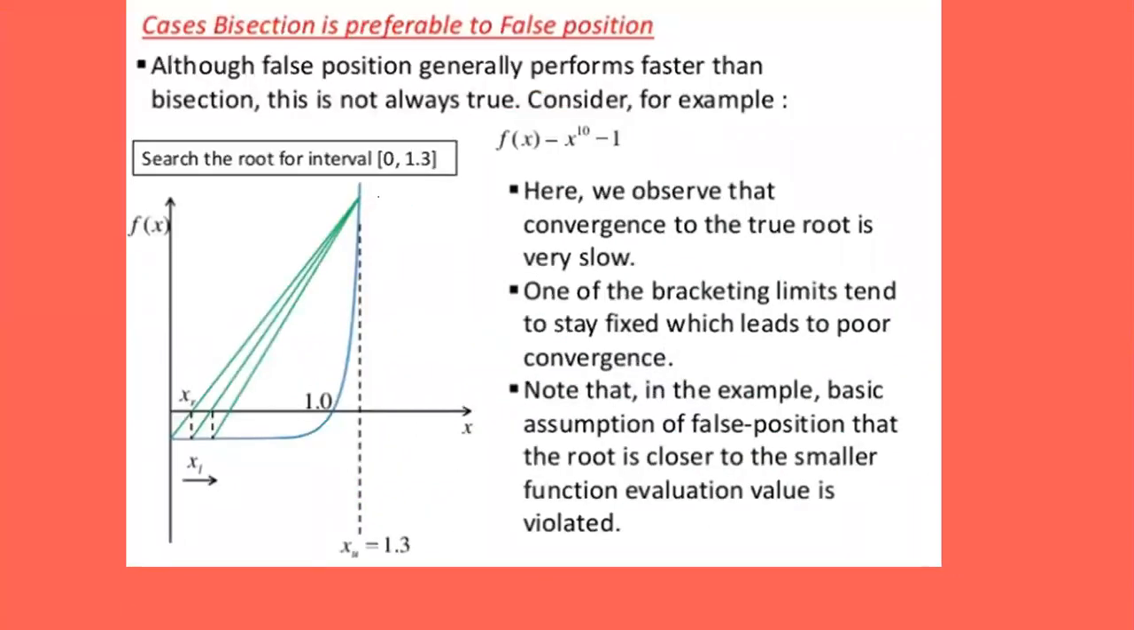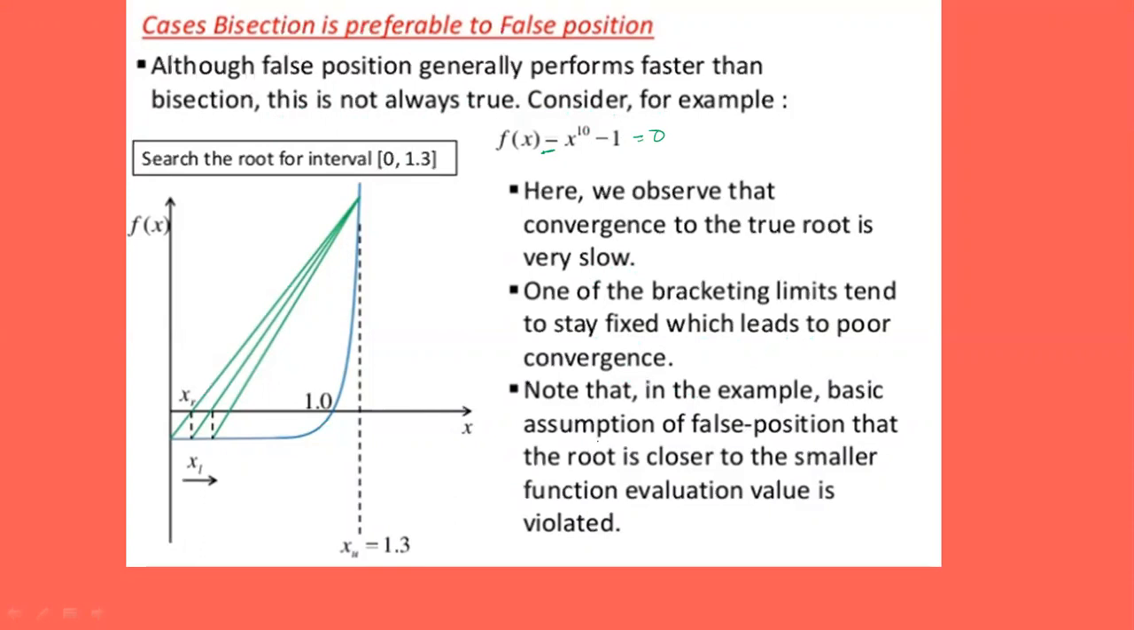And in some cases bisection is preferable to false position. In some cases, you get a better answer than with false position. Although false position generally performs faster than bisection, this is not always true. Consider the example x to the power of 10 minus 1 is equal to 0. If you take this example, we observe that the convergence to the root is very slow. One of the bracketing limits tends to stay fixed, which leads to poor convergence.